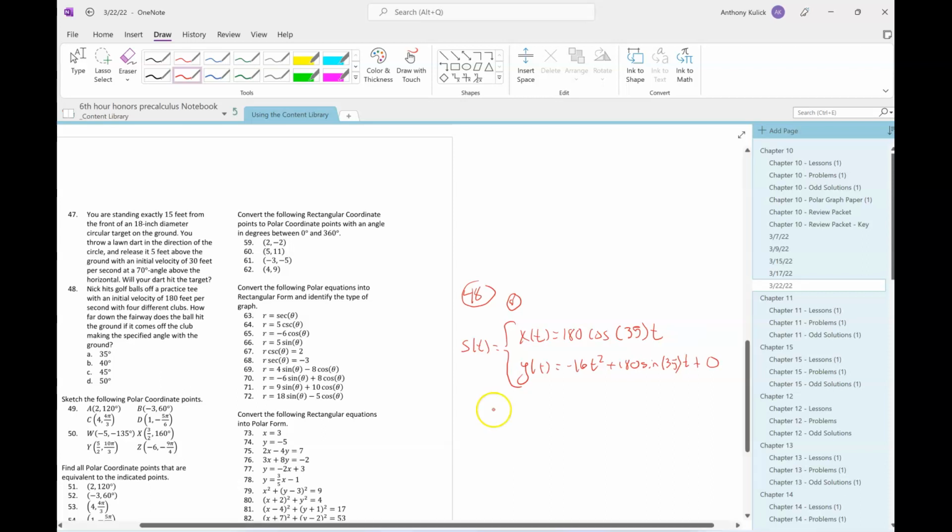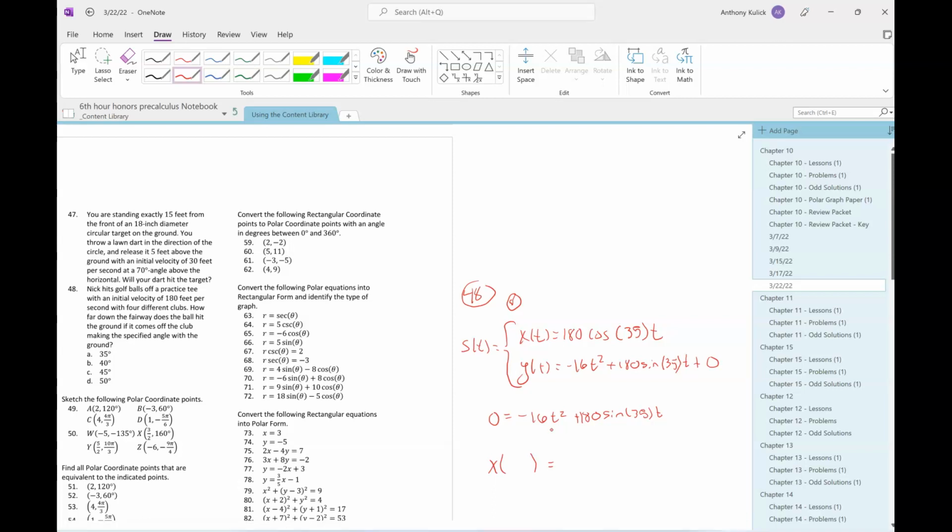So all I'm going to do is take that equation for y and set it equal to 0, because that's going to tell me the time it takes for the ball to hit the ground. And then I'm going to take that answer and plug it into the x to get how far the ball goes. Is that okay?